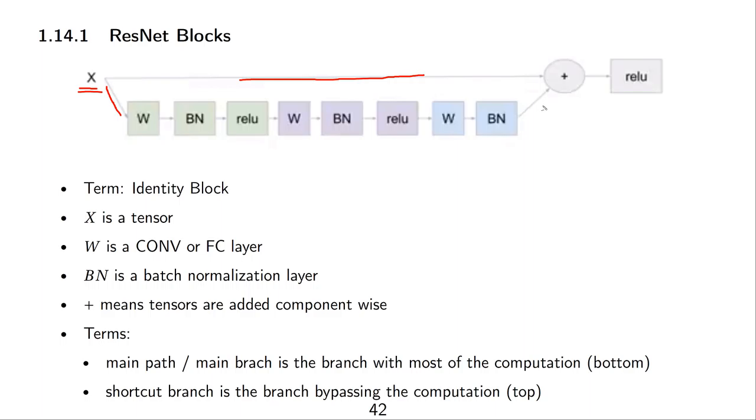Before looking at what happens down there at the main branch, let's just see how these things are combined. This is the plus function. So what needs to happen is that the main branch creates a tensor that is of the same shape as this input tensor X, and then the input tensor X is added to whatever the computation of the main branch yields. And after that, there is a ReLU nonlinearity.